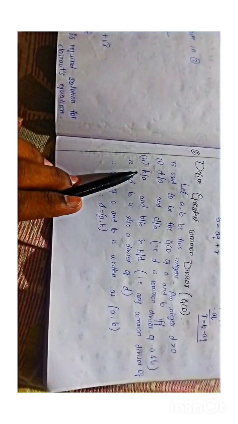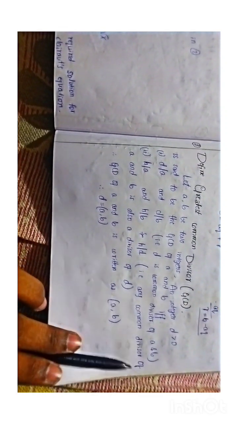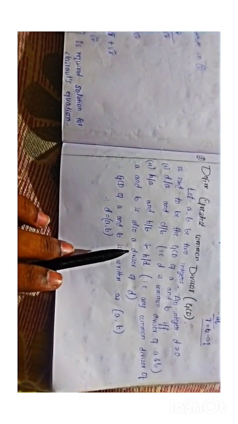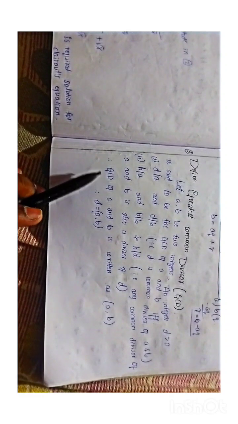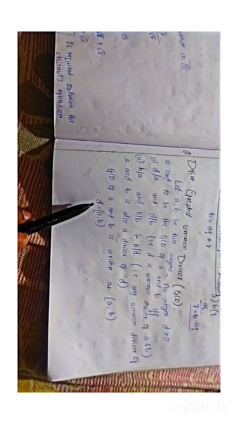Another condition is, if h divides a and h divides b, then h also divides d. That is, any common divisor of a and b is also a divisor of d. Therefore, we conclude that the GCD of a and b is written as (a, b), or d is equal to (a, b). Here a and b are two integers, and d denotes the GCD.